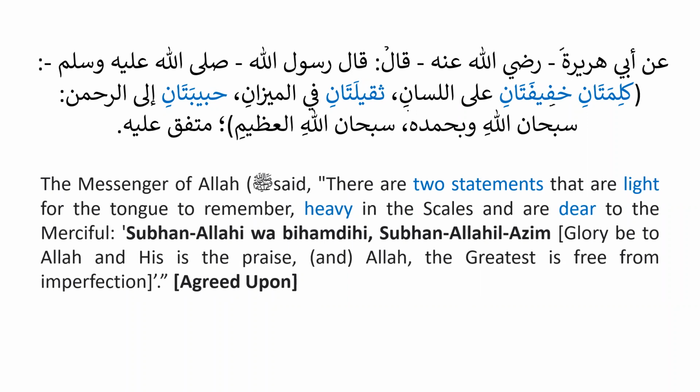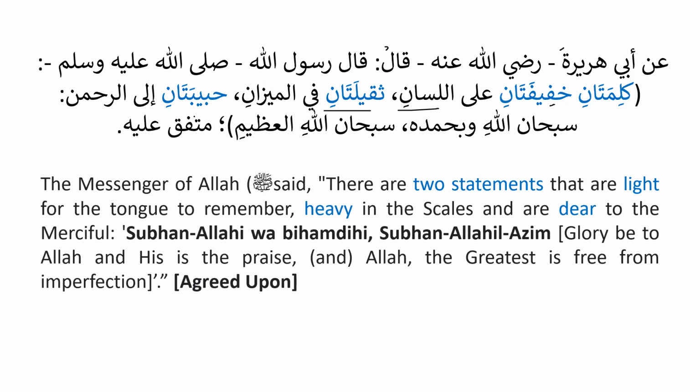Kalimatani khafifatani ala lisani. So lisani is not dual. Don't just always focus on the sound, because lisan is the original construction of the word. So there are two kalimas, or two statements, that are light for the tongue to remember. Kalimatani khafifatani ala lisani, thaqilatani. Thaqilun, and the feminine of thaqilun is thaqilatun, and the dual of thaqilatun will be thaqilatani. Fil mizani, but they are heavy in the scales.